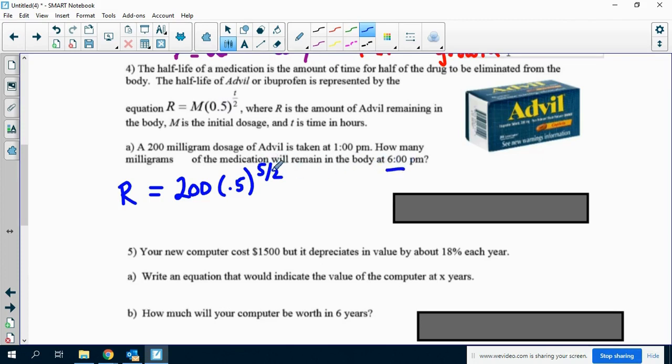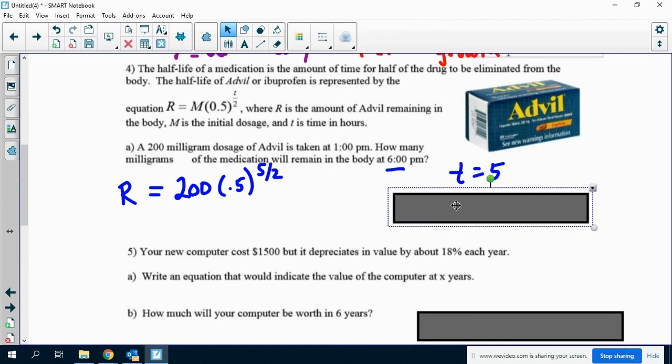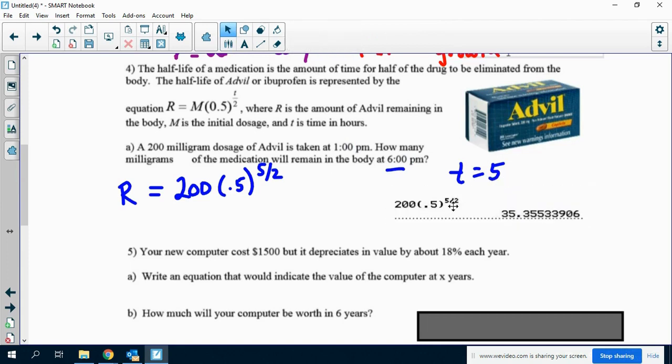Now, why did I get 5 halves? Because T has to equal 5, because if you take the pill at 1 o'clock, 6 o'clock would be 5 hours later. So I would just type that in the calculator, and I end up getting 35.355. So there would be 35.355 milligrams left at 6 o'clock.